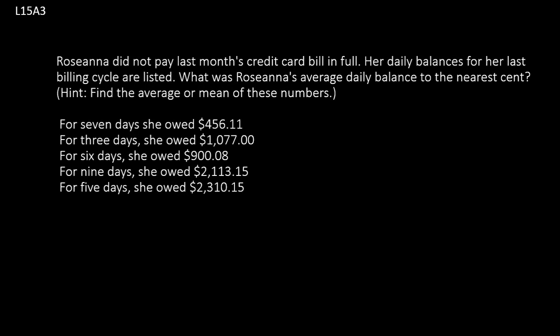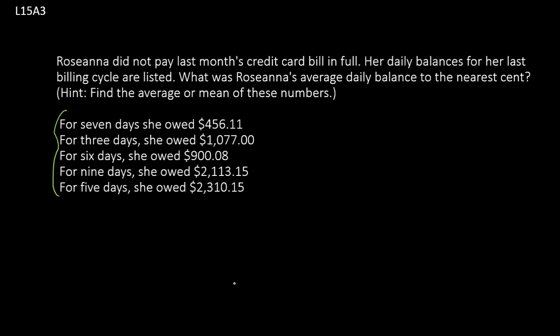Rosanna did not pay last month's credit card bill in full. Her daily balances for her last billing cycle are listed. What was Rosanna's average daily balance to the nearest cent? And then they give us her daily balances. So for 7 days, she owed a certain amount, then for 3 days, for 6 days, for 9 days, for 5 days. All listed here. And we need to find the average.